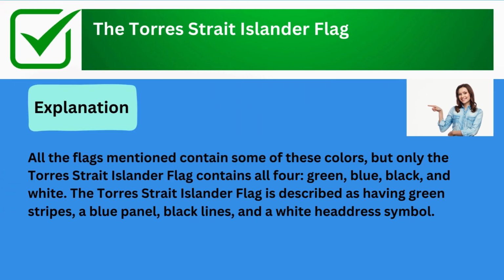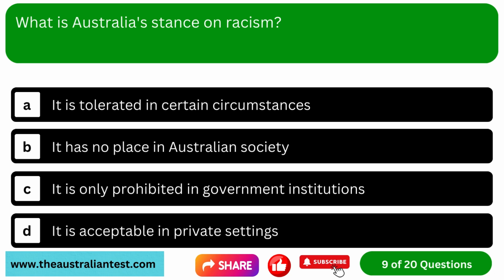The correct answer is the Torres Strait Islander flag. Explanation: all the flags mentioned contain some of these colors, but only the Torres Strait Islander flag contains all four: green, blue, black, and white. The Torres Strait Islander flag is described as having green stripes, a blue panel, black lines, and a white headdress symbol. Question 9. What is Australia's stance on racism?